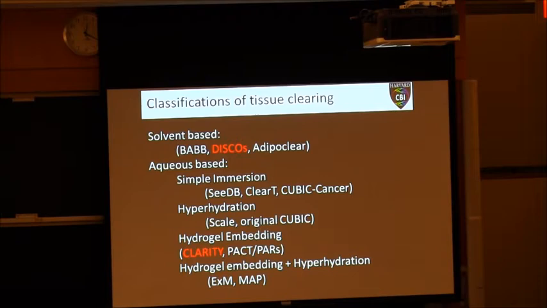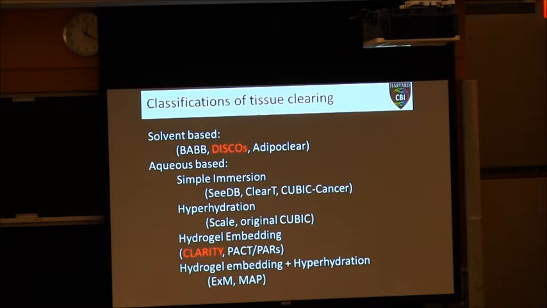But you can break these down into a number of categories. So there's a bunch of techniques that we refer to as the solvent-based techniques. As the name says, these use solvents. The drawback to that is if you have any fluorescent proteins in there, in general, those are going to be quenched, and you're going to have to immunostain afterwards. Also, some of the solvents can be pretty damaging to microscopes, so we have to be pretty careful how we use those in the facility.